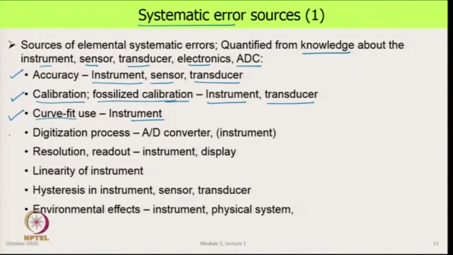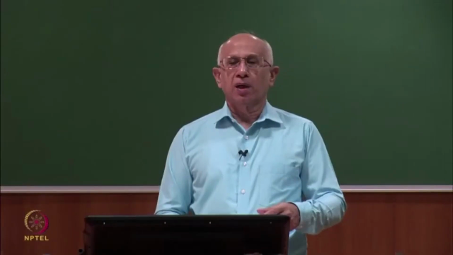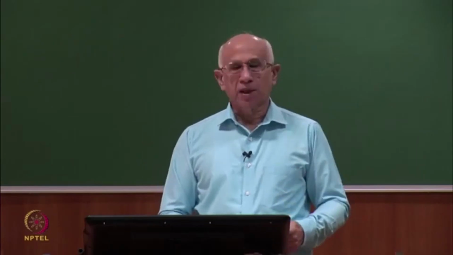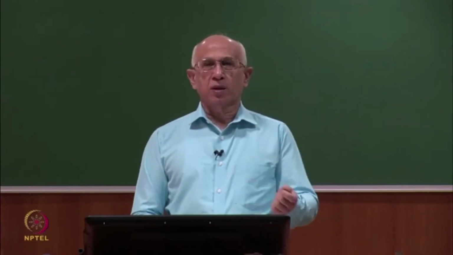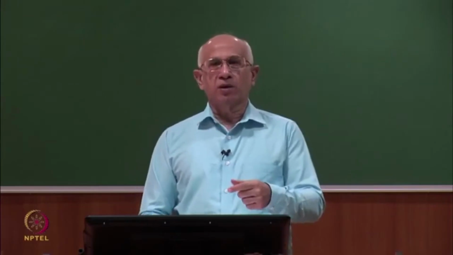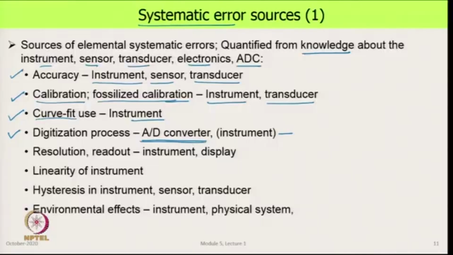The fourth source of error is in the digitization process, and this is associated with the analog to digital converter if it is a separate entity, or in many cases it could be integral to the instrument itself. An example of that is these days everywhere we are seeing non-contact temperature measurement for COVID-19 detection. What it does is that it has a sensor which picks up a signal, and inside that it does all the filtering, amplification and the A to D conversion, and finally displays a digital number. So, that is an example of an instrument where the A to D converter is an integral part of the instrument itself.